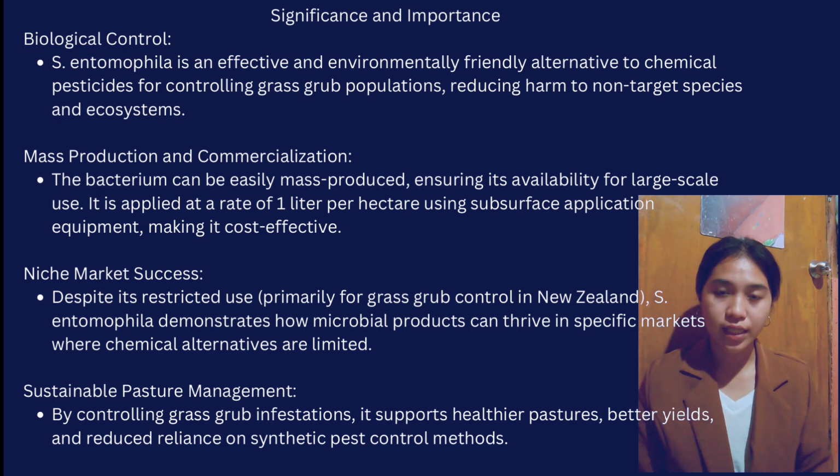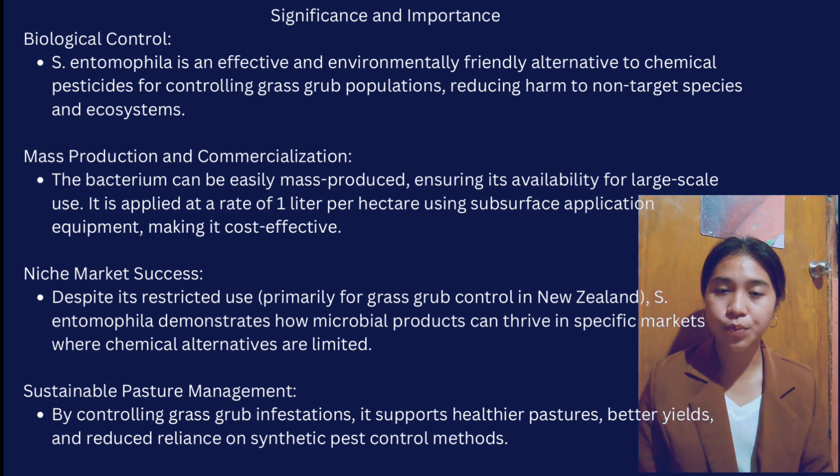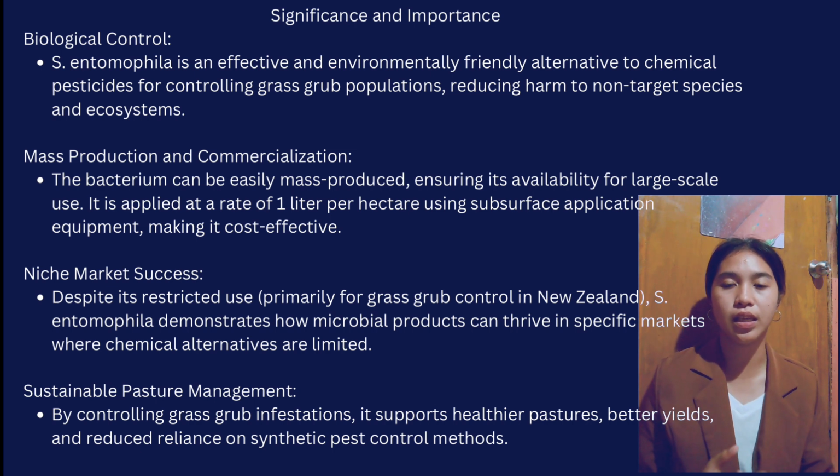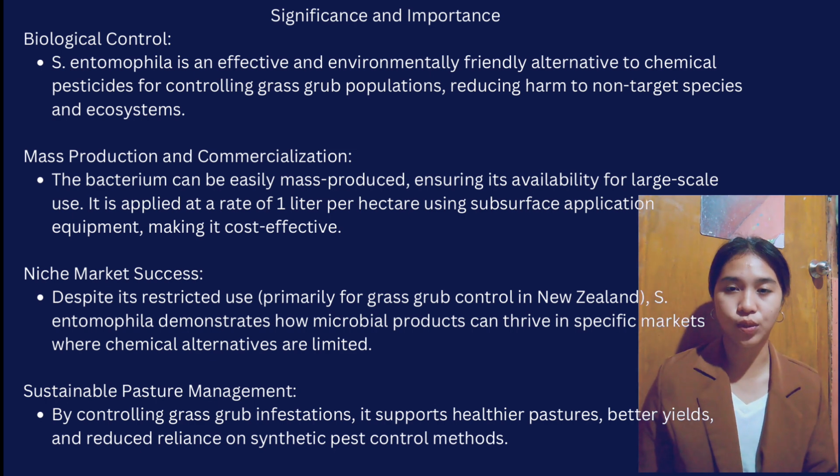For niche market success, while its use is primarily limited to New Zealand, S. entomophila exemplifies the potential for microbial products in niche markets where traditional pesticides are ineffective or prohibited. And lastly, sustainable pasture management. By controlling grass grub population, this bacterium helps to maintain healthier pastures, reducing the need for synthetic pesticides and contributing to sustainable agricultural practices.